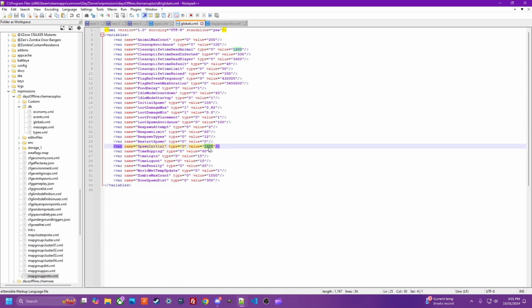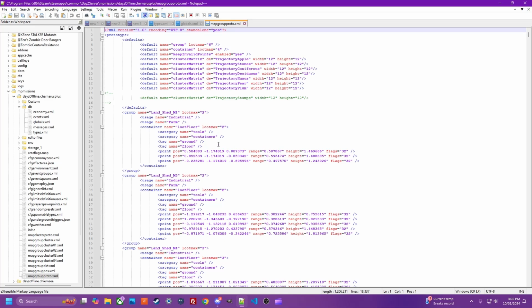So if you're going to boost your types file, you need to boost the spawn initial. But you're still just allowing more loot on the server to fill out what's there. You need to take it a step further, possibly. You don't have to. This is just what I do.